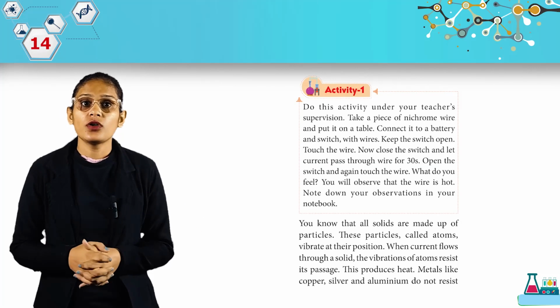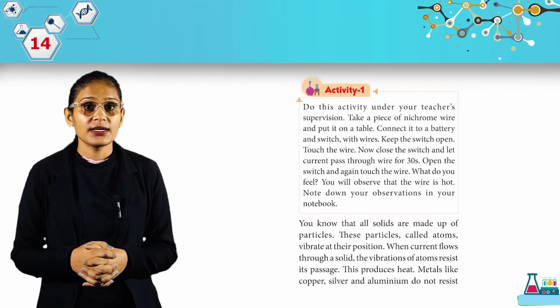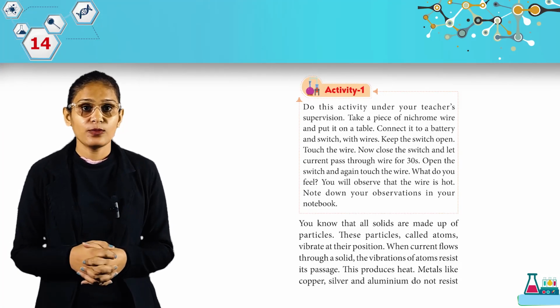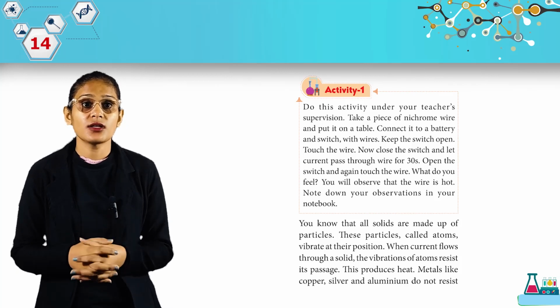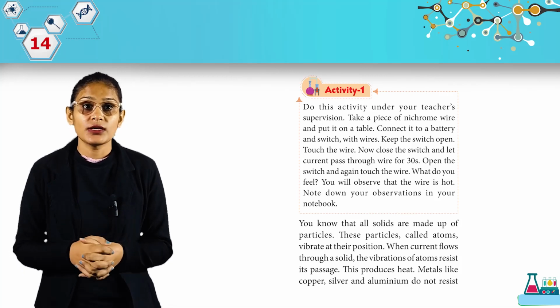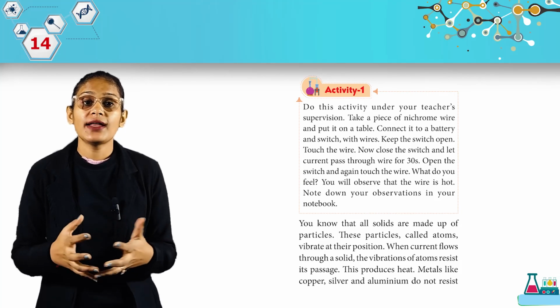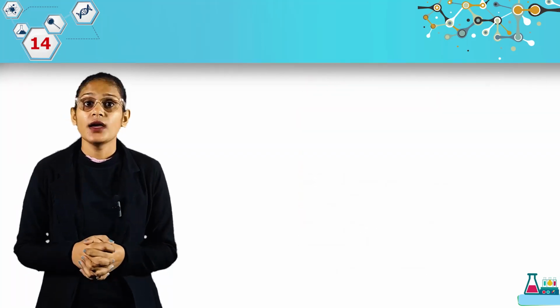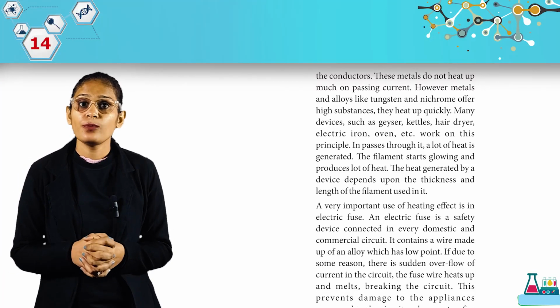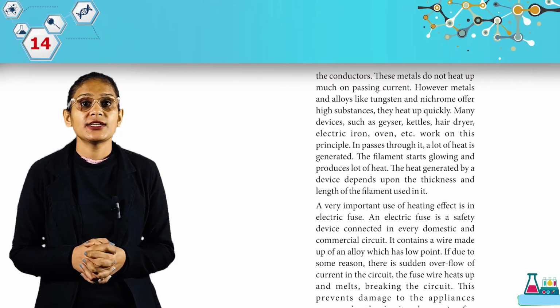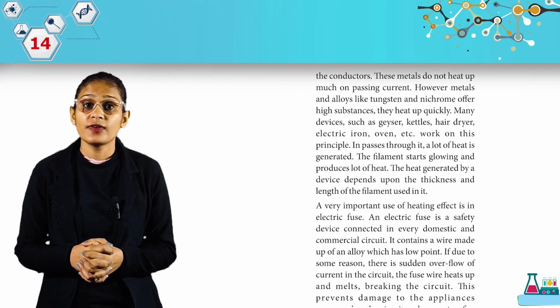You know that all solids are made up of particles. These particles, called atoms, vibrate at their position. When current flows through a solid, the vibration of atoms resists its passage. This produces heat. Metals like copper, silver and aluminium do not resist much, being good conductors. These metals do not heat up much on passing current. However, metals and alloys like tungsten and nichrome offer high resistance.